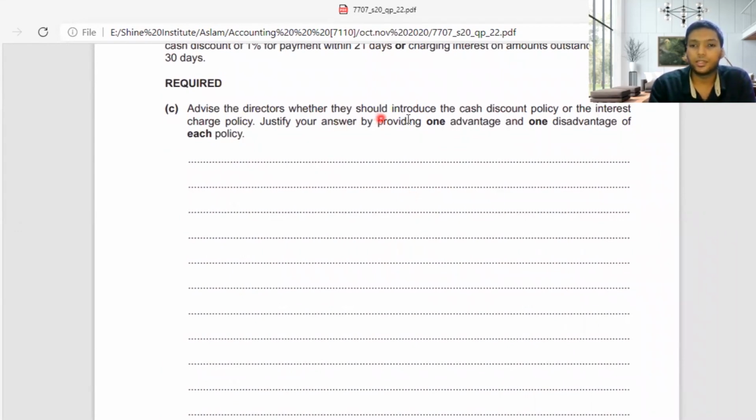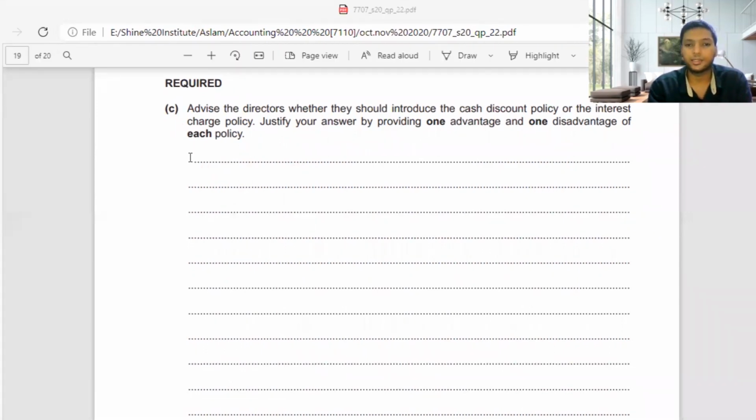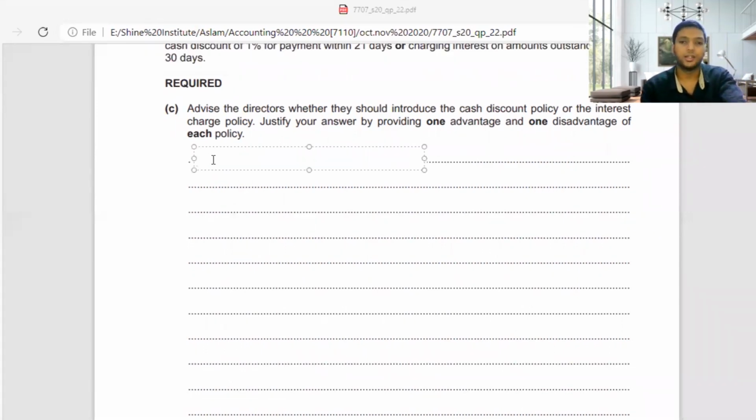Advise the directors whether they should introduce the cash discount policy or the interest charge policy. Justify your answer by providing one advantage and one disadvantage of each policy. So I'm going to write this, guys. It's like business studies, they are almost asked. So you should give a solid answer for JKY Limited. Then you should give a recommendation. For recommendation, you will get 1 mark and 2 marks for identifying one advantage and one disadvantage of 1% cash discount and charging interest method. 2 marks will get for one advantage and one disadvantage.